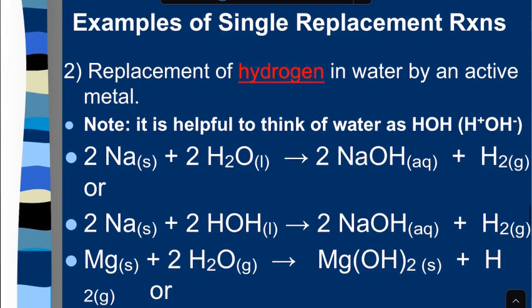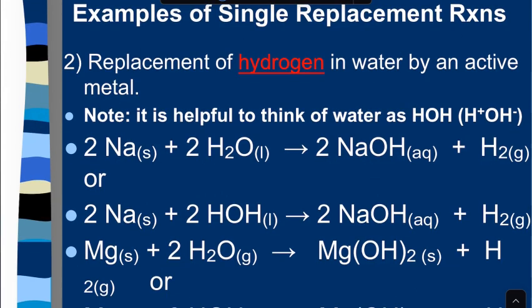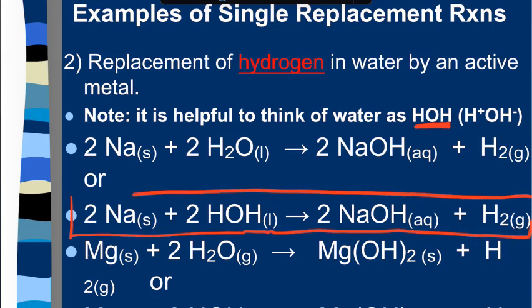We could also have hydrogen involved in a single replacement reaction. And in this case, it's really helpful to think of water as HOH so that you can see the replacement a little bit easier. So on this first one, I'm going to focus on the way that it's written so you can see what's really happening with the replacement. So what's happening here is we have sodium reacting with water, and it's producing sodium hydroxide and hydrogen gas. And so we can identify this as a single replacement reaction because we have an element reacting with a compound, producing a compound and an element.